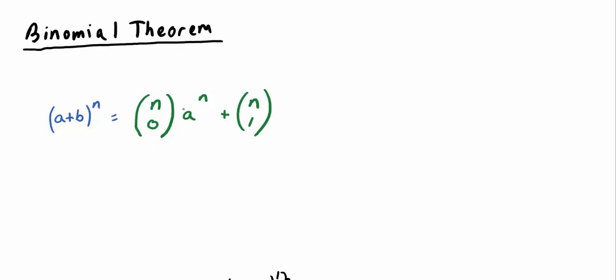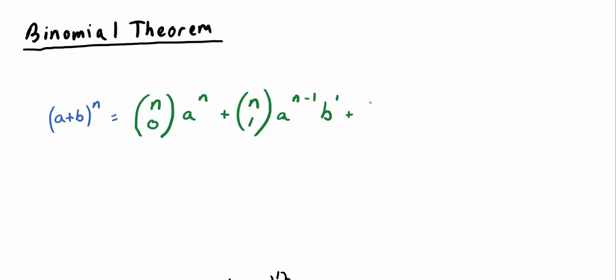And then the exponent on the a goes down by 1 in each term, right? If you write it in descending powers of a. A to the n minus 1. But then the exponent on the b, which starts at 0, so you don't see the b to the 0 here because that's just 1, goes up by 1 every time. So it's n choose 1, a to the n minus 1, b to the 1.